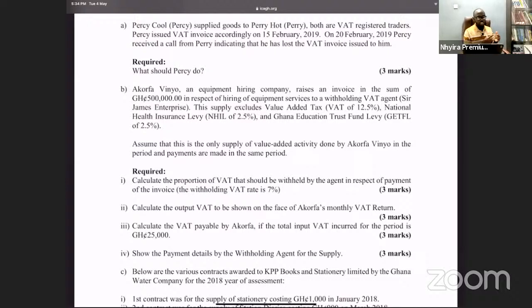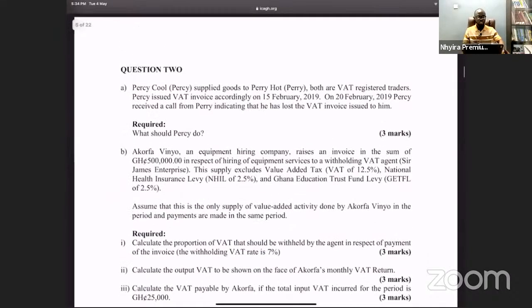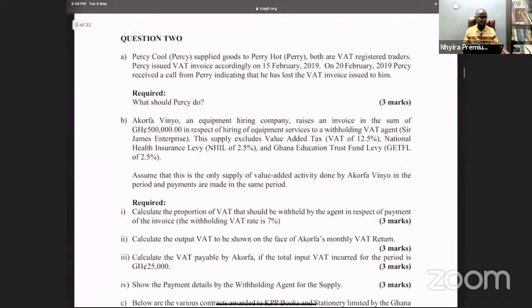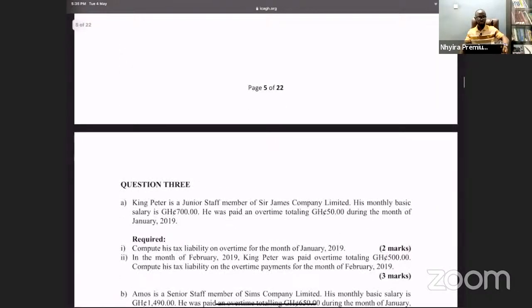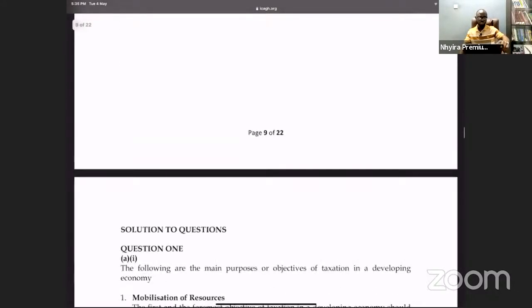So if you look at this question, it says that this supply excludes VAT of 12.5, NHI. Then it says, calculate the proportion of VAT that should be withheld by the agent. So that is question 2B. We have the issue, 500,000, that's the gross amount. And it excludes NHI. So for question 2B, let's jump to their solution.